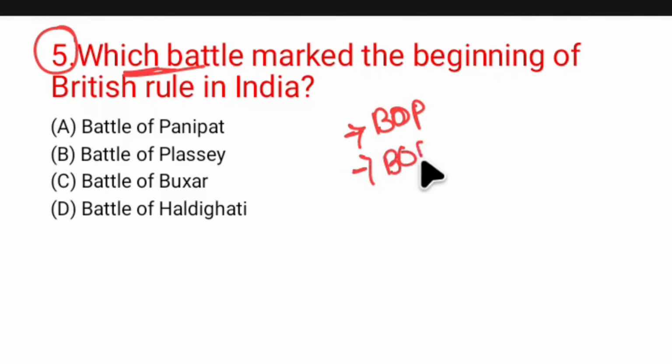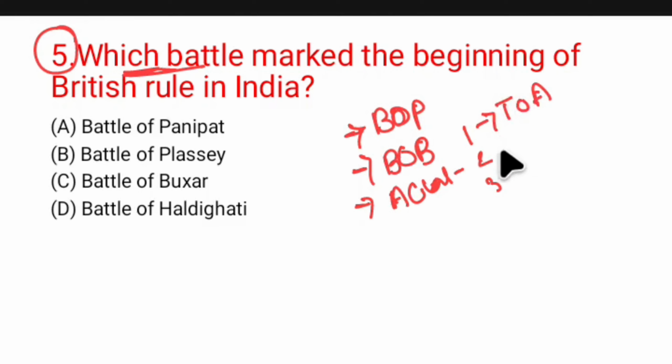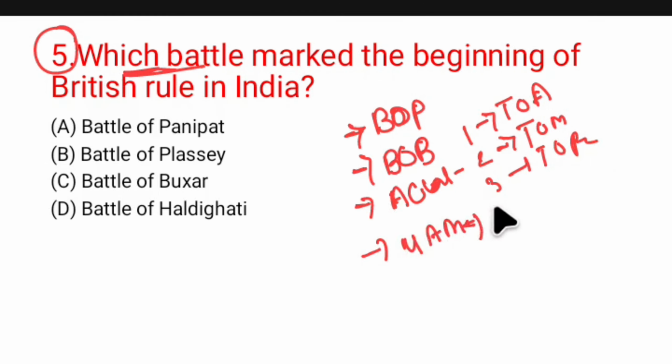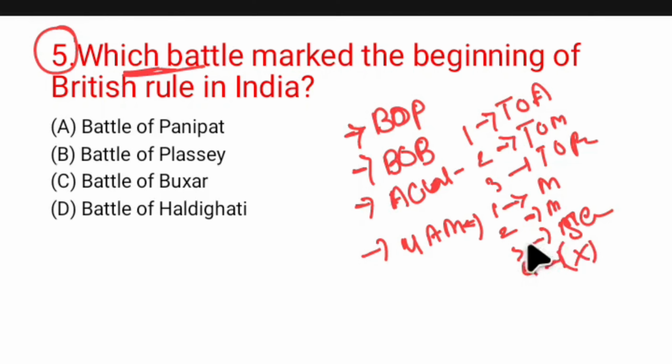After that came the Battle of Buxar, the Treaty of Allahabad, and the Anglo-Carnatic Wars. There were three Anglo-Carnatic Wars, and the treaties were the Treaty of Aix-la-Chapelle, the Treaty of Madras, and the third one the Treaty of Paris. This was followed by four Anglo-Mysore Wars. The first treaty was the Treaty of Madras, the second the Treaty of Mangalore, the third the Treaty of Seringapatam, and in the fourth the annexation of Mysore by the British took place.